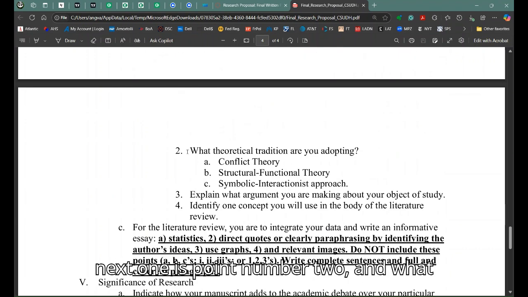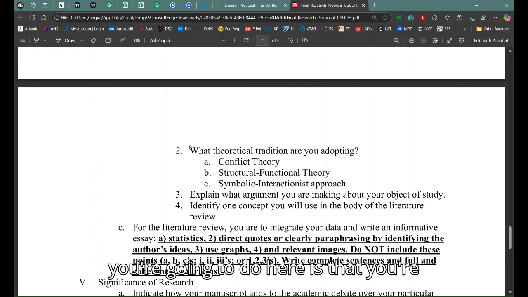Now, the next one is point number two, and what you're going to do here is write a small thing about what theoretical tradition you're going to adopt: either conflict theory, structural functionalist theory, or the symbolic interactionist approach. I'm not calling it a theory because Herbert Blumer, who's one of the founders of symbolic interactionism, doesn't necessarily call it a theory, but more of an approach of what symbolic interactionism is supposed to do, or supposed to accomplish. Okay.